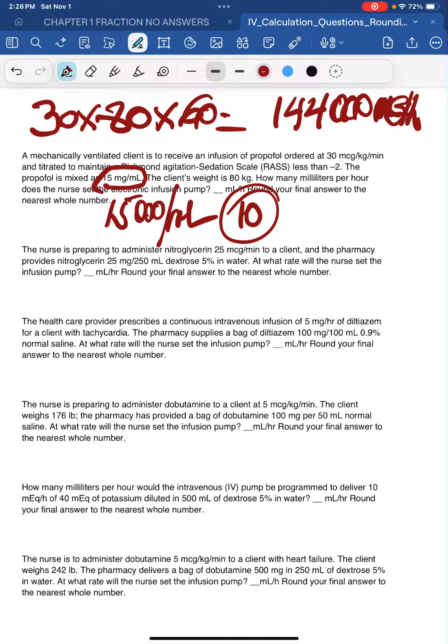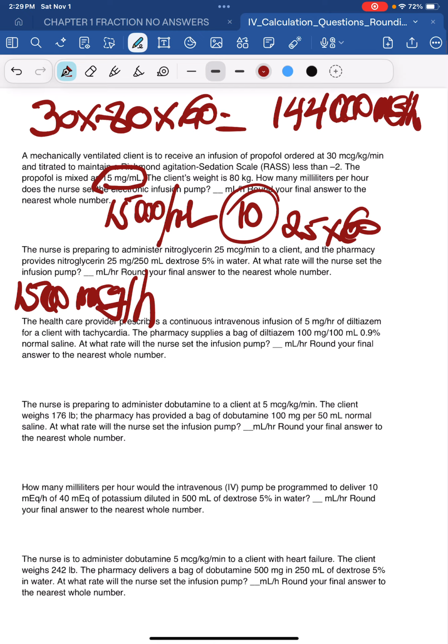Next one, which will have the same concept. Here, I do not have the weight. The only thing I'm gonna do is get the 25 multiplied by 60. Why? Because I have to convert that to microgram per hour. So 25 times 60, I got 1500 microgram per hour. So look, you have microgram, your available is 25 milligrams per quantity of 250. So you have to convert that available to microgram as well. So it becomes 25,000. So what would you do now?